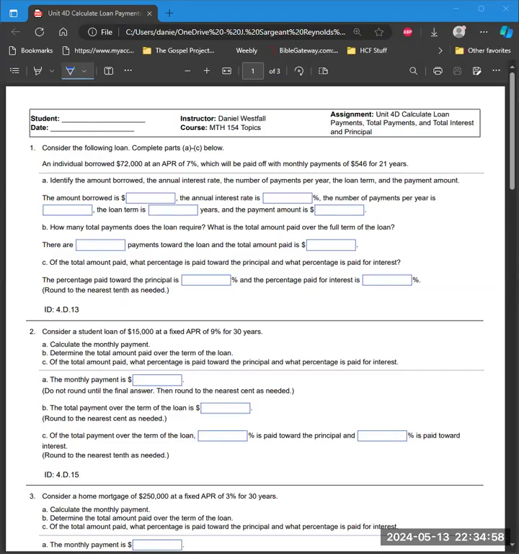In this video, we're going to calculate loan payments, and total interest and principal from Unit 4D. Let's look at problem number 1. Consider the following loan and complete parts A through C below.